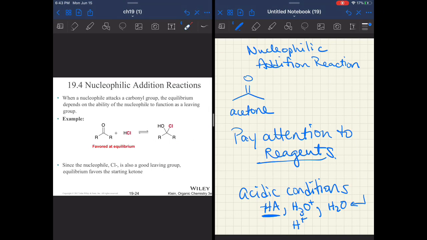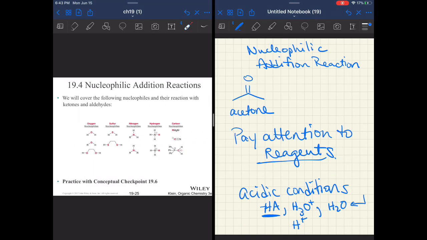Now, this is a weird slide. This is not a reaction that you need to know. So what we're going to be looking at is nucleophiles that can add, but then aren't such good leaving groups that it could just go backwards. So we're not going to see halogens acting as nucleophiles. We're going to see oxygen, sulfur, nitrogen, hydrogen, and carbon.